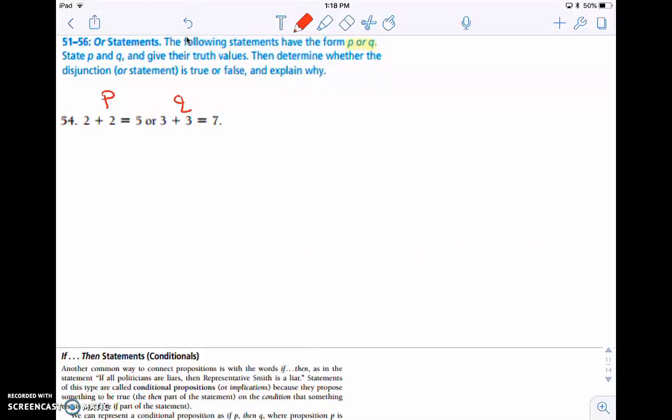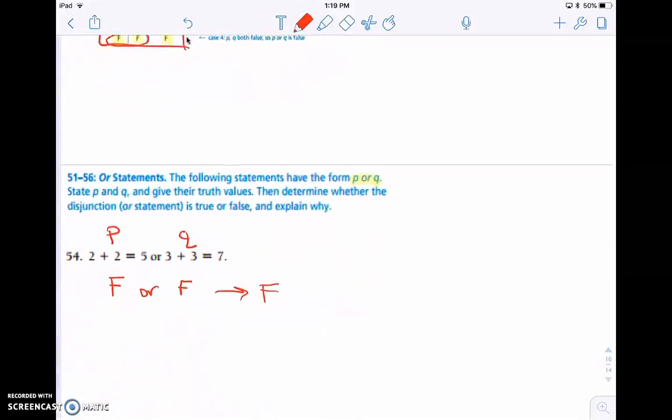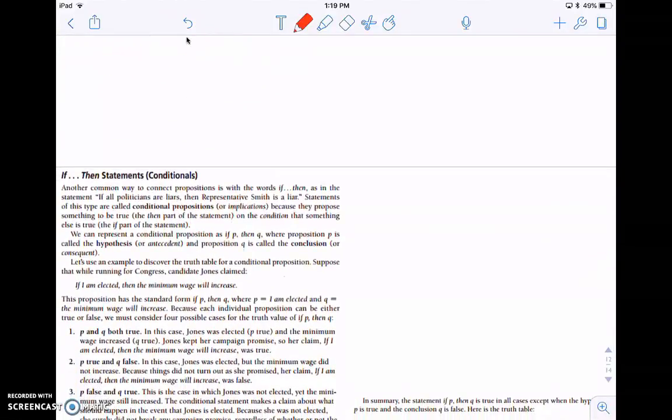Now, the truth value for 2 plus 2 equals 5 is false, and the truth value of 3 plus 3 equals 7 is also false. So when we look at our or statement and want to determine whether this is true or false, we have false or false, and that implies false. If we look at our truth table, that's this scenario right here, false or false. So that gives us a false statement. Okay, so that's the or case. Again, inclusive is what we always assume unless we are told otherwise.